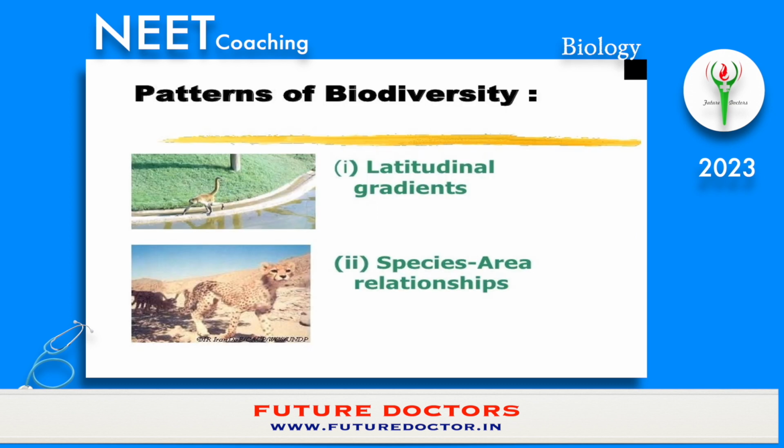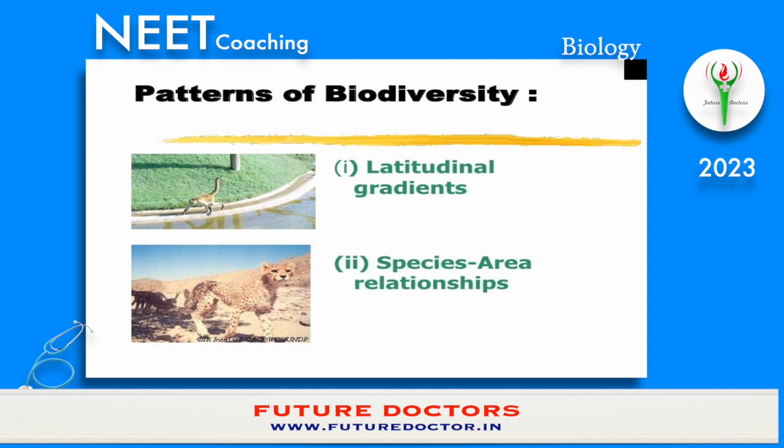Patterns of biodiversity. Biodiversity is not uniform throughout the world. It varies with the changes in latitude and altitude. For many groups of animals and plants, there are specific patterns of diversity based on favorable environmental conditions, as plants and animals are more diverse in areas which are best suited for their survival.